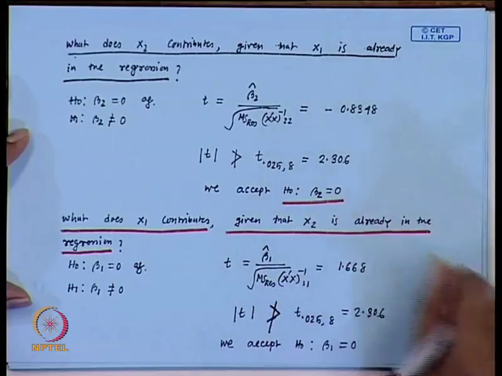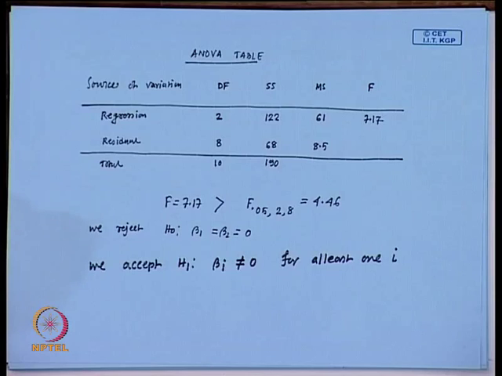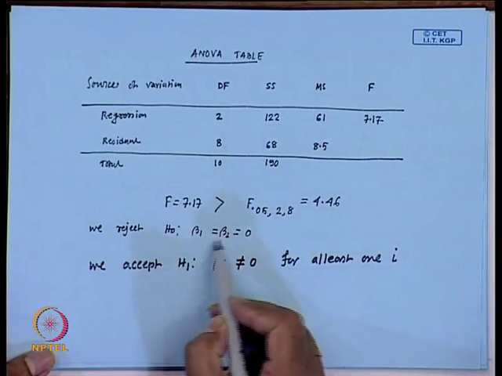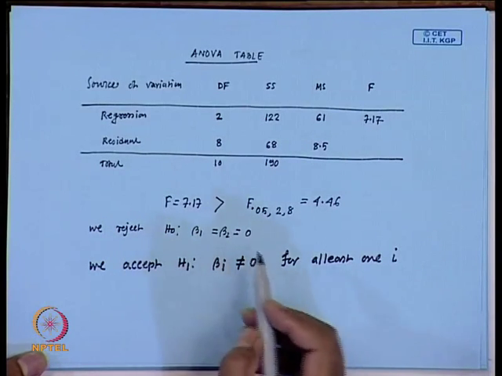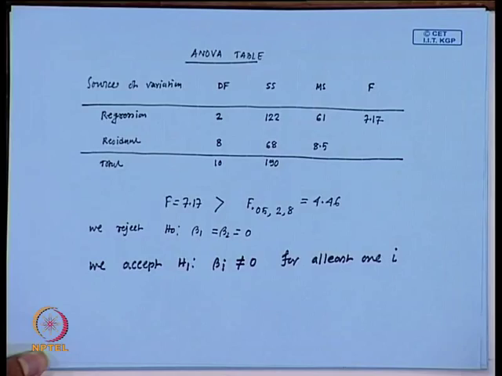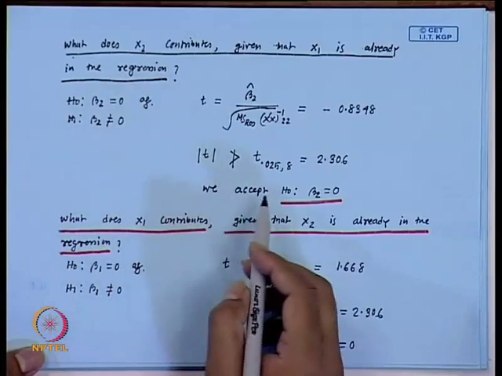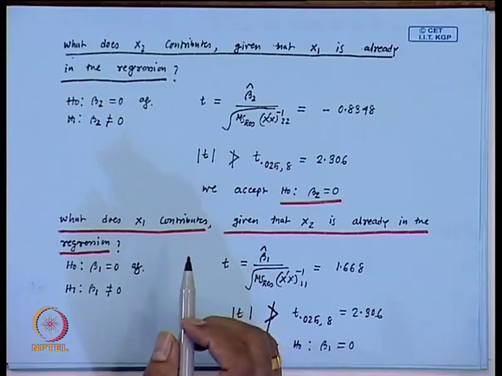So, what we observed here is that the global F test is significant. The global F test says that there is a linear relationship between the response variable and the regressor variables. But when we go for the partial test, none of the regressors are significant. Neither x2 is significant in the presence of x1, nor x1 is significant in the presence of x2. So, this is one example basically.